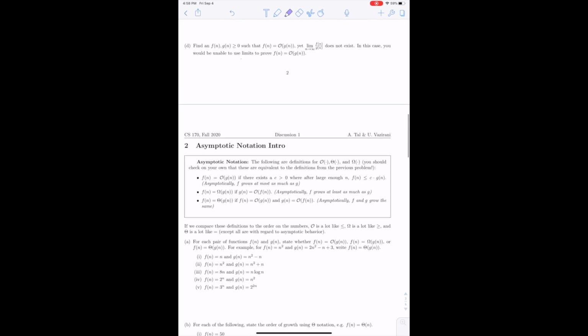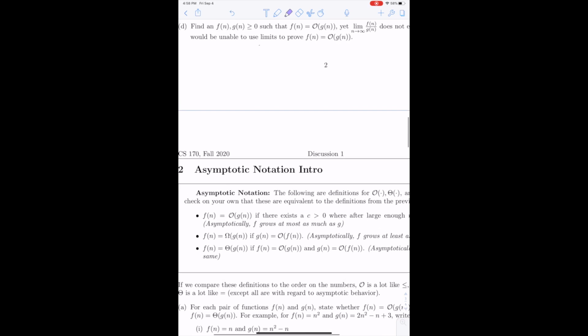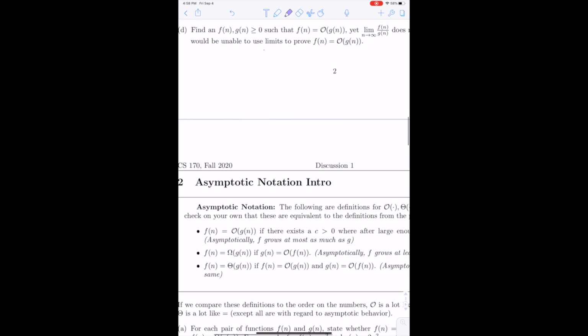Okay. In question D, we are asked to find two functions such that one is upper bounded by the other, yet the limit does not exist. So let's try and get a little creative here. Let's think about trigonometric functions. Because the second I see a limit doesn't exist, the first function that comes to mind is maybe a sine x. So let's think about how we can use that to define two functions here.